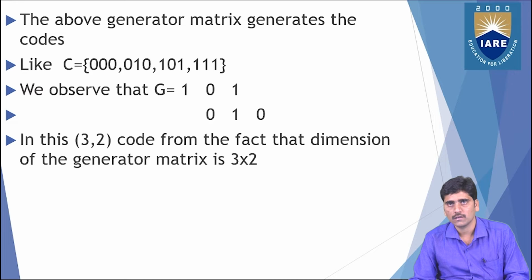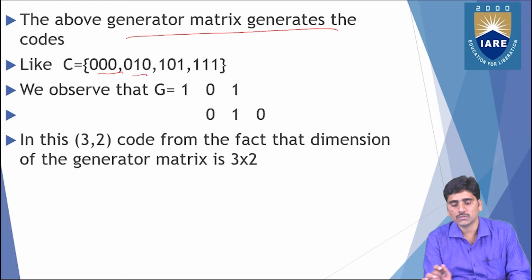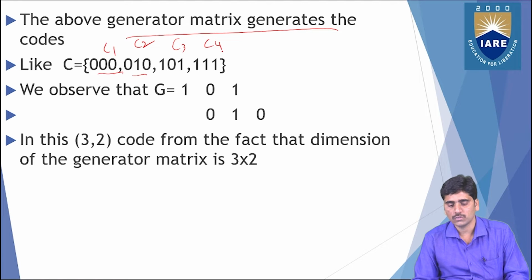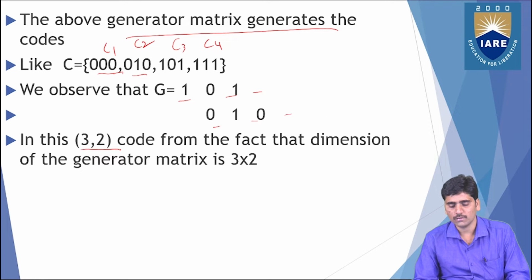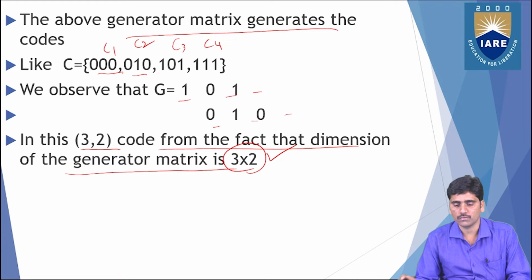So the above generator matrix generates the codes C equals 000 and C equals 1010. This is C1, this is C2, this is C3 and this is C4. So we observe that Z equals 101010. This is a (3, 2) code as we discussed previously, from the fact that the dimension of the generator matrix is 3 into 2. So from this point of view, you can see another example also.